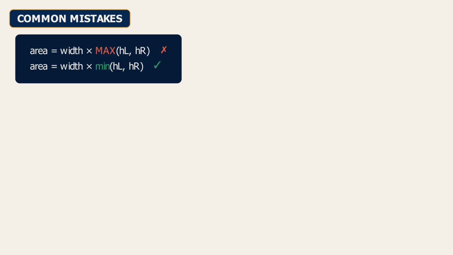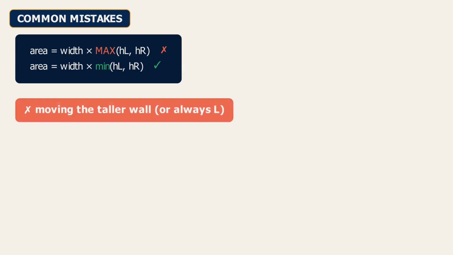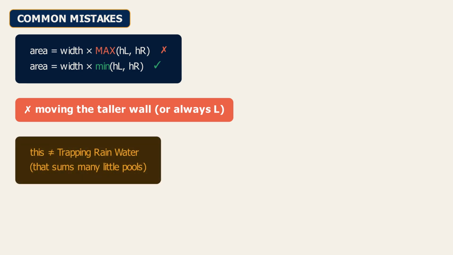4 traps to avoid. 1. Using the taller wall's height in the area. Water spills over the short side. It's always the min, never the max. 2. Moving the taller wall inward or just always moving left. That throws away width for no possible gain. Move the shorter wall.